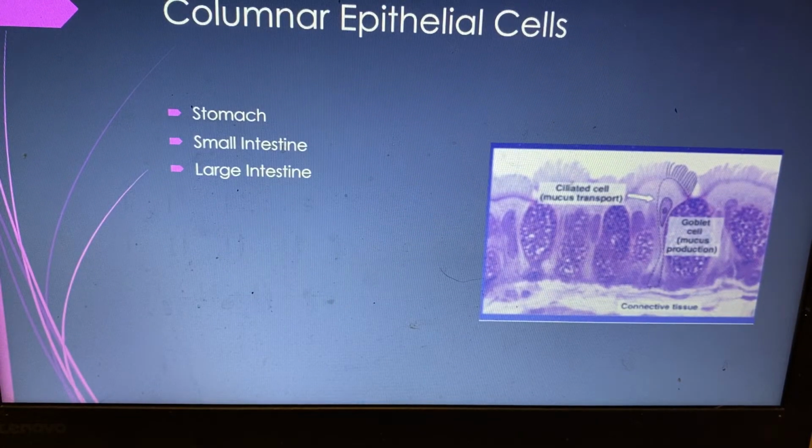Columnar epithelial cells facilitate secretion, primarily mucus and acid in the stomach, and absorption of nutrients and water within the small intestine and the large intestine. Many have microvilli to increase surface area for absorption, as seen in the small intestine. They have an oblong shape. They can be found in the stomach, small intestine, and large intestine.